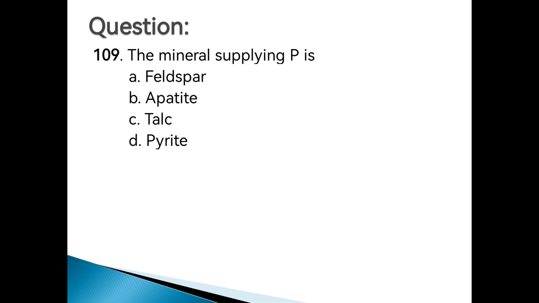109. The mineral supplying phosphorus is A. Feldspar, B. Apatite, C. Talc, D. Pyrite. The correct answer is B. Apatite.